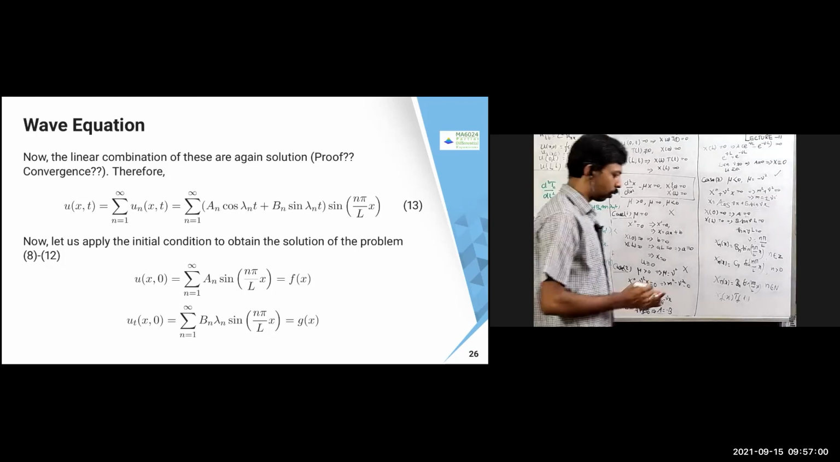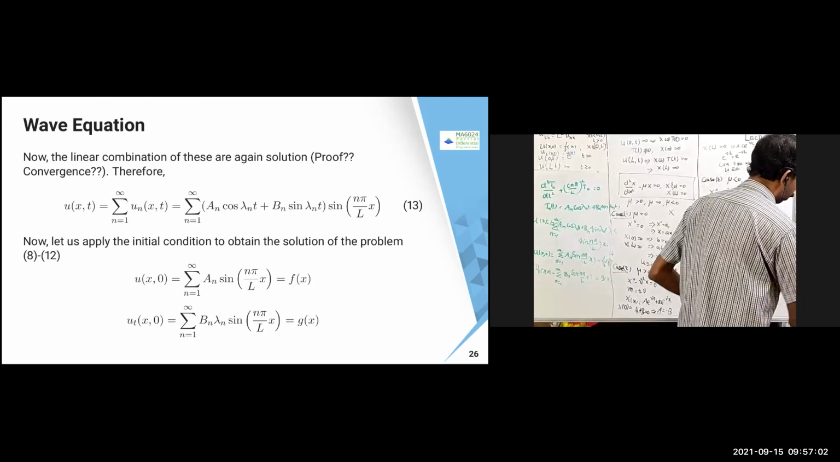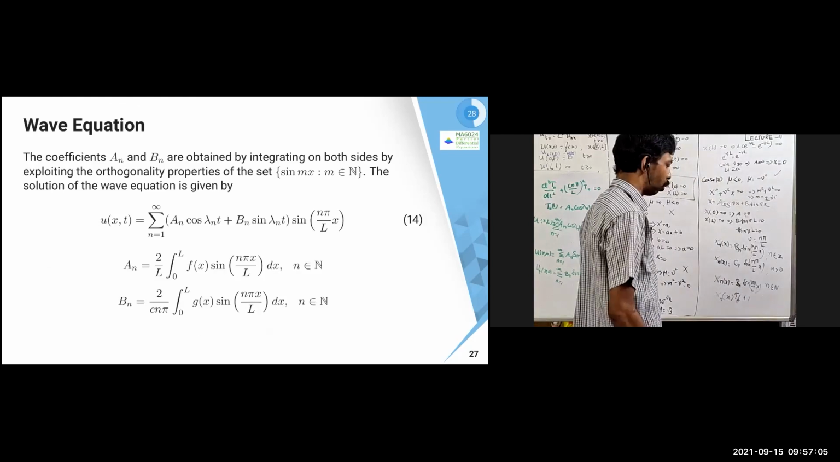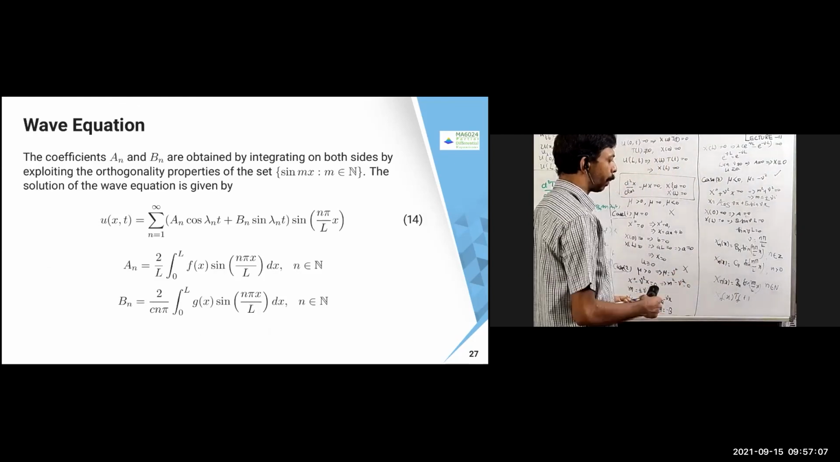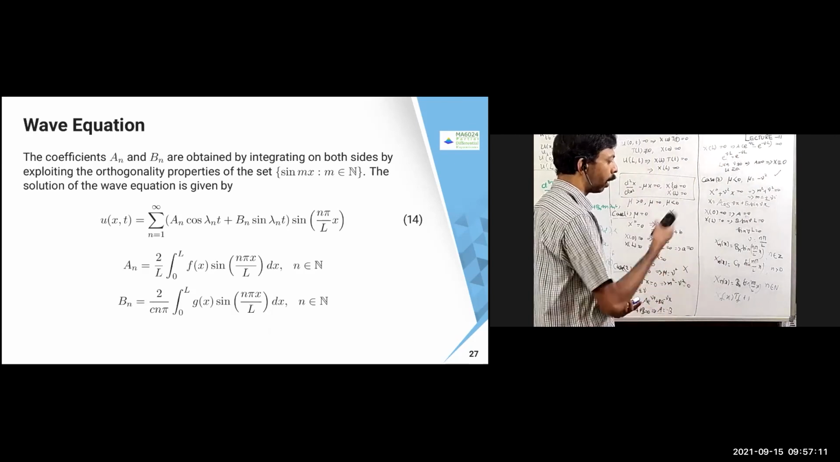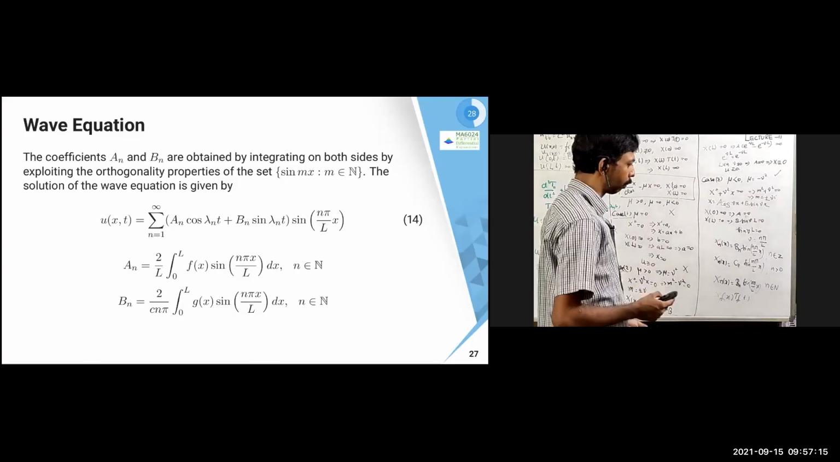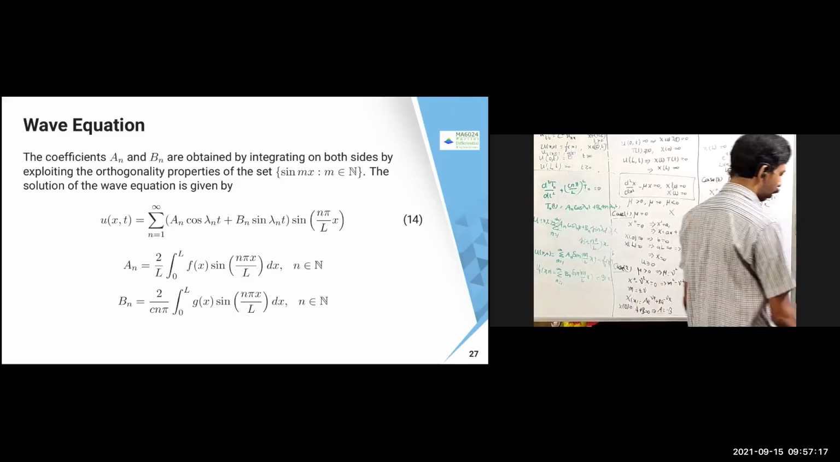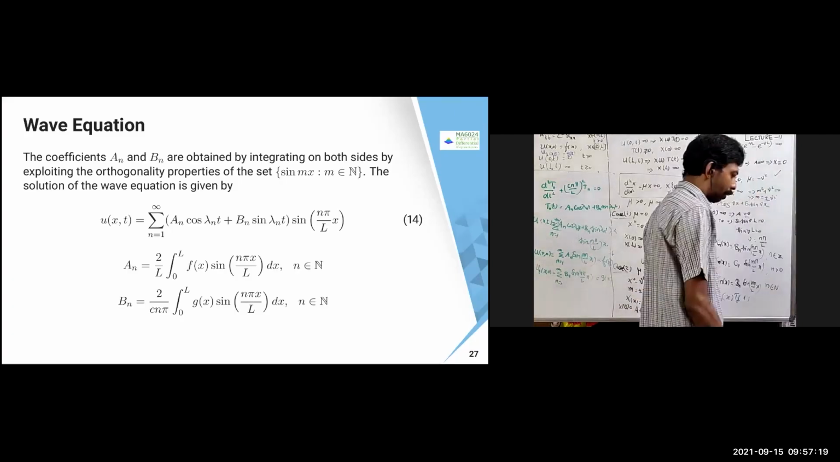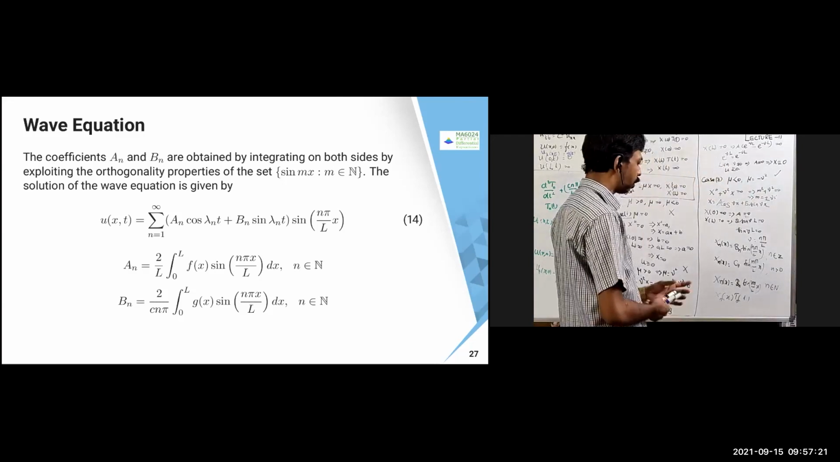So you can calculate An and Bn using the Fourier series concept, and then you can obtain the solution. An can be calculated, and Bn can be calculated again using the orthogonality property, and then you will get the final solution. So with this, I will stop. In the next class, I will cover the Laplace equation. If you have any questions, let me know.